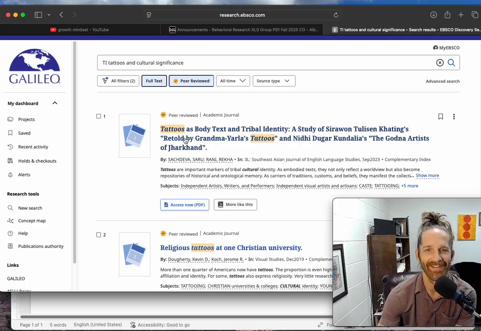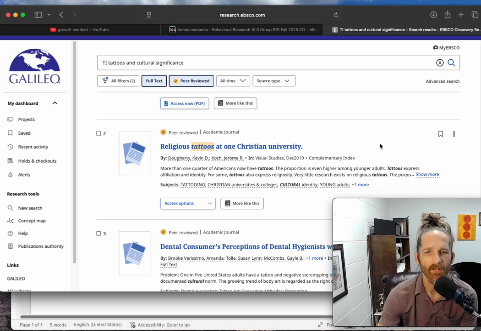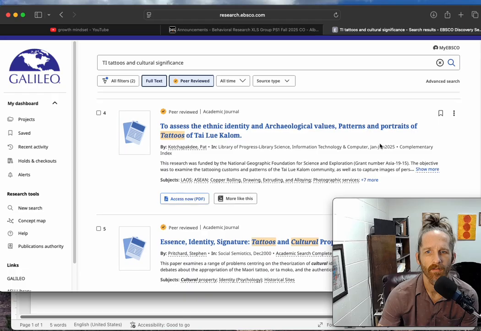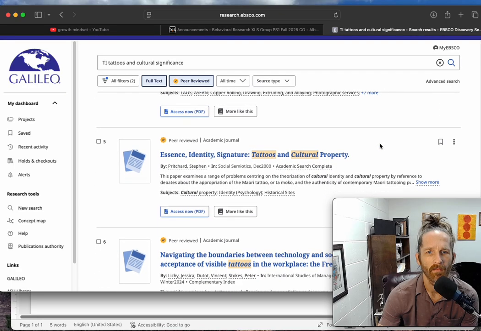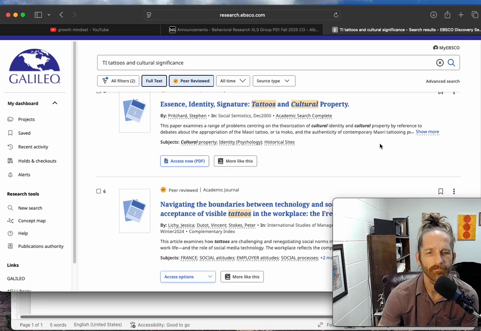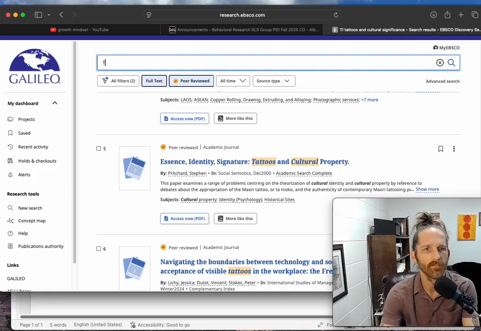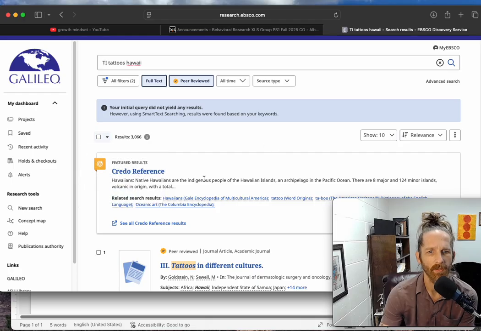Looking at, what is this, a short story? Okay. Religious tattoos. Nope. Nope. Cultural property. I'm gonna go specifically at Hawaiian culture. Here we go.